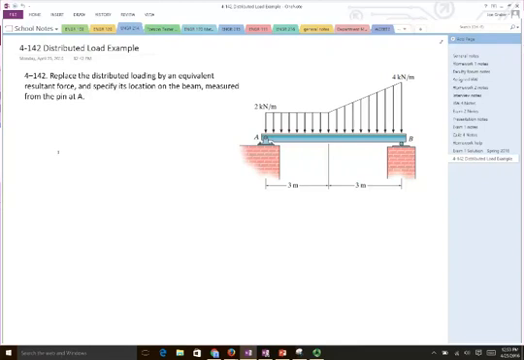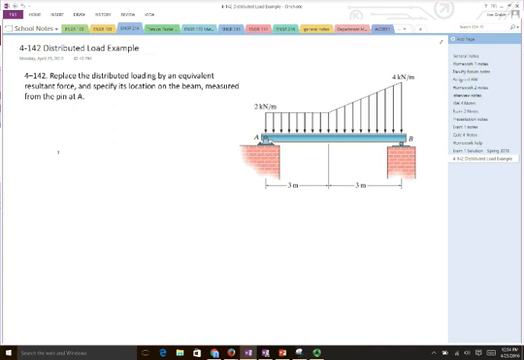This is Chapter 4, Section 4.9, and we're looking at how we can turn a distributed load into an equivalent point load, and really into an equivalent system that will include a point load as well as a moment, or simply place that point load in the correct location. So let's go ahead and get started.